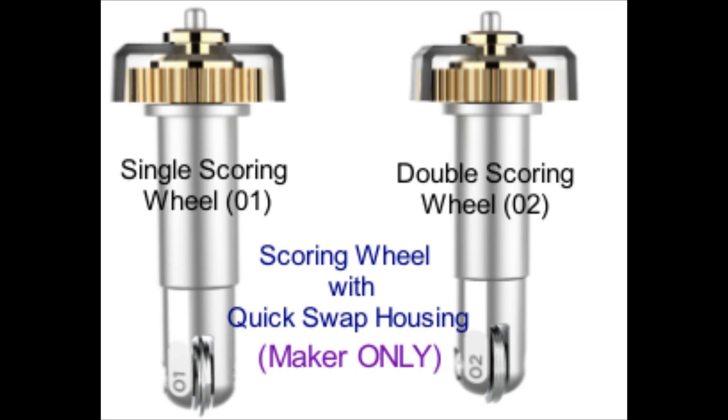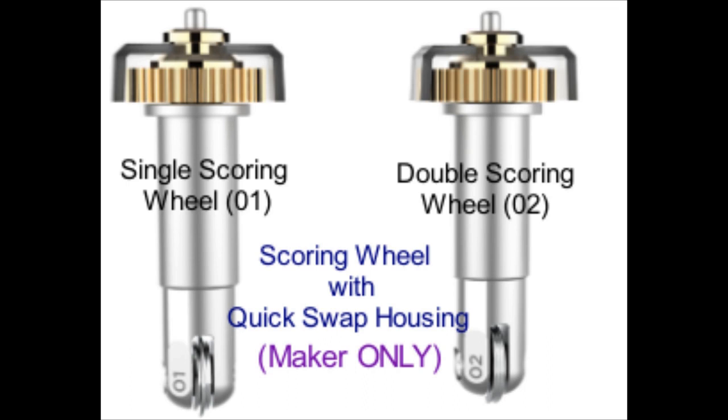If you use a scoring wheel, you need to be sure you insert it in clamp B and it only is compatible with the Makers. If you have the Explorer, then you only have the option to use the stylus. But if you have the Maker, you can use either the stylus or the scoring wheel.